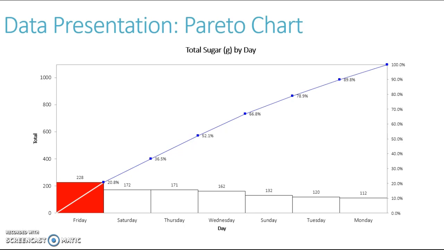Like many people, I tend to relax my diets over the weekends. That's when I'm not practicing. It's easy to slack off on my health. So it makes sense that Fridays and Saturdays would be the days that I do consume the most amount of sugar. And I thought I would use a Pareto chart to show that because it does show the even percentages of those days that do have the most amount of sugar.